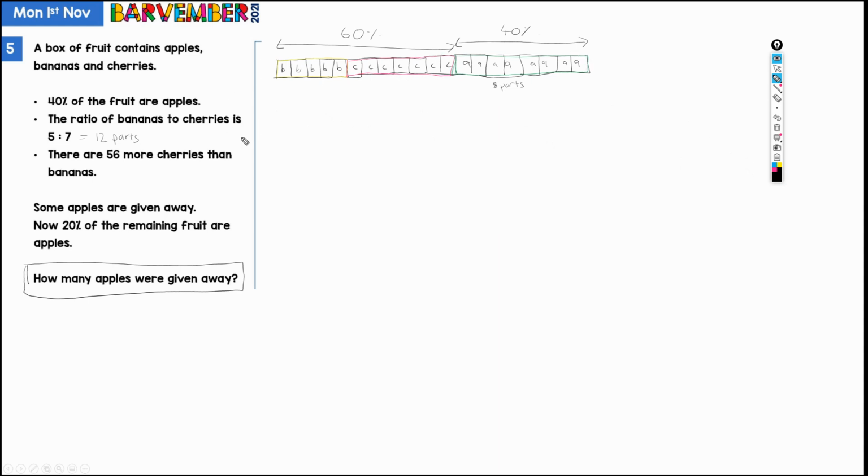I could do it this way, or I could have done it this way. This is another way to approach it, where I just start with these parts here and I draw 1, 2, 3, 4, 5 for the bananas.